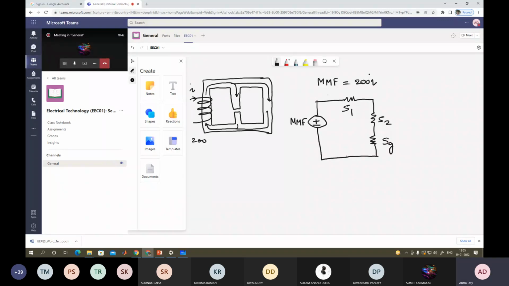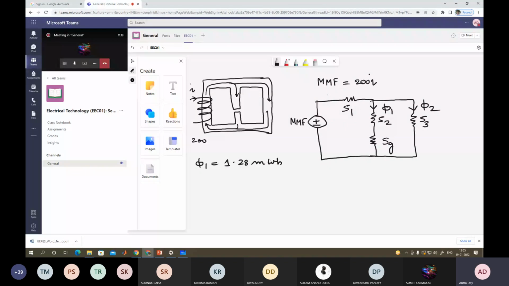As a whole we can put S1 for this path, and for the another path there is no air gap, so let us take it as S3. So what is given, if this is your phi 1, if this is your phi 2, your phi 1 is given. Phi 1 equal to 1.28 milliweber. That is given to you.